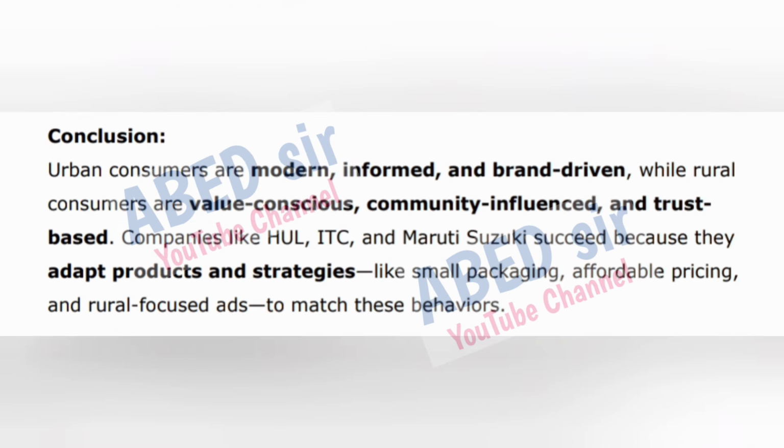Conclusion. Urban consumers are modern, informed, and brand-driven, while rural consumers are value-conscious, community-influenced, and trust-based. Companies like HUL, ITC, and Maruti Suzuki succeed because they adapt products and strategies like small packaging, affordable pricing, and rural-focused ads to match these behaviors.